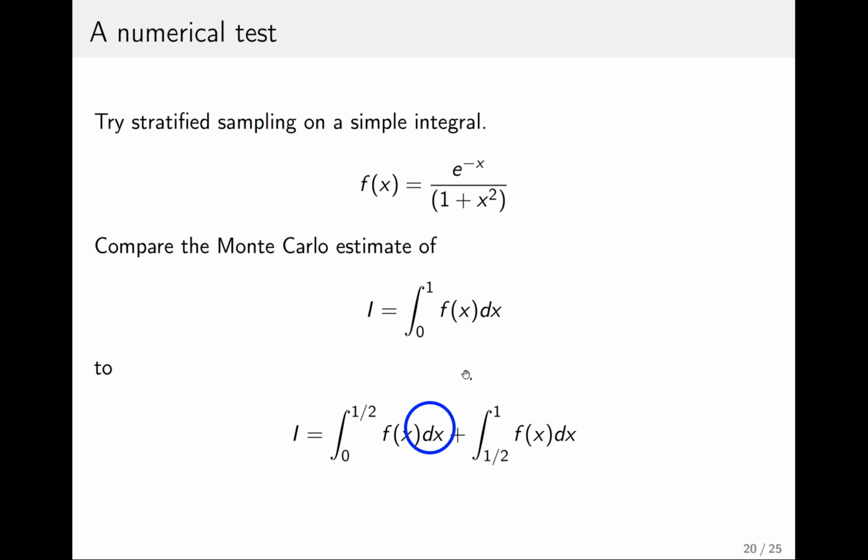Okay, so let's go back to our integral. We've done a couple of times, using importance sampling, this integral of e to the minus x divided by 1 plus x squared between 0 and 1. This time we're going to break it down into two regions, 0 to a half and a half to 1, and do a separate Monte Carlo simulation for each part.